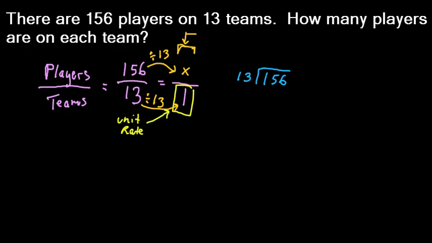So 13 will not go into 1. So I'm going to put a 0 there. But 13 will go into 15 one time. And 1 times 13 is 13. Left over with 2. I dropped the 6. 13 goes into 26 2 times. 2 times 13 is 26. With none left over. So X, the number of players, equals 12.